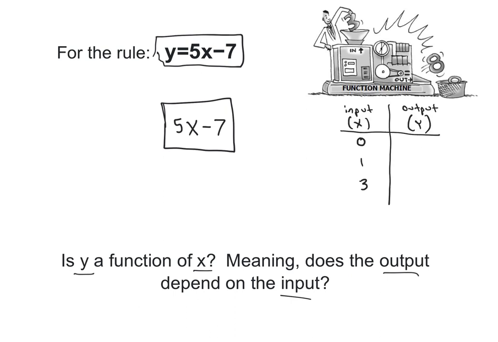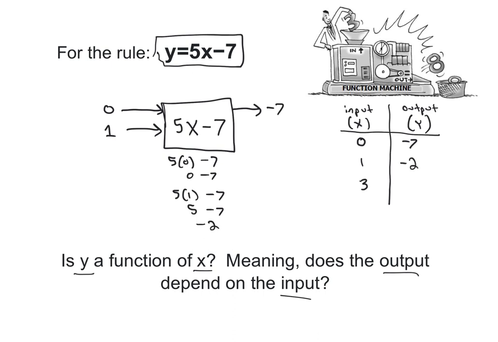All right, let's test some values for x, or some inputs. Let's input 0. What would happen there is 5 times 0 minus 7 is 0 minus 7, so that would spit out a -7. Okay, if we put in a 1, we've got ourselves 5 times 1 minus 7, which becomes 5 minus 7. We get ourselves a -2.